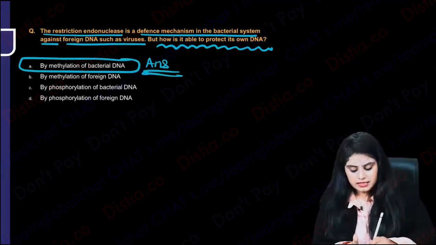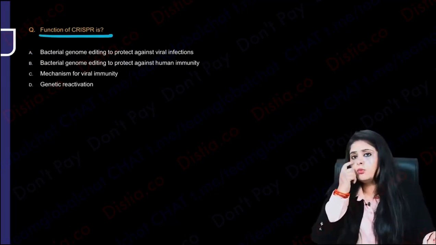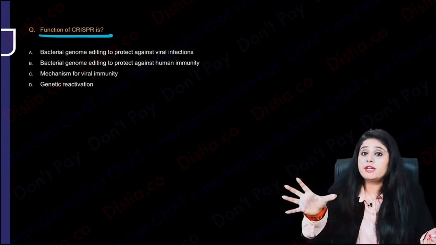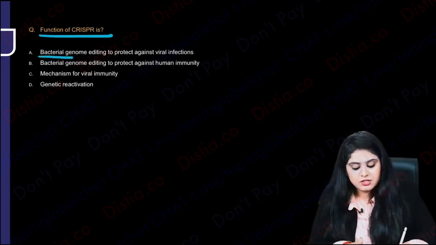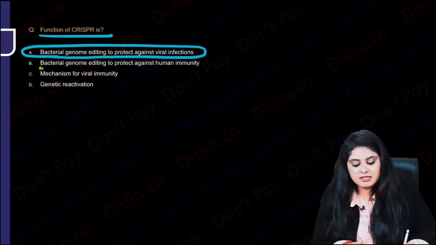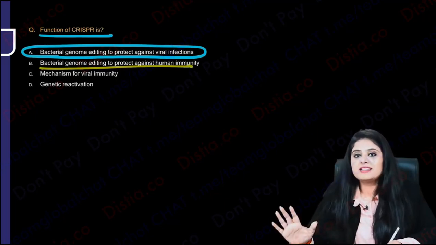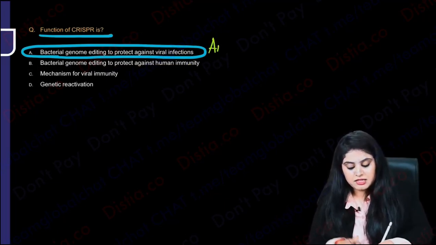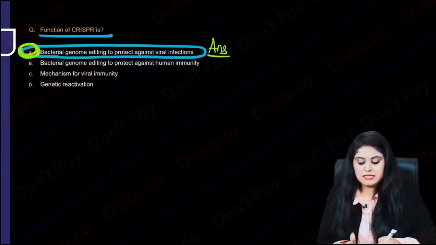Very good. Another question. Function of CRISPR, the last question that you have. Come on, what was CRISPR? CRISPR was, there was a bacteria and that bacteria was trying to protect itself against some viruses or other bacteria. So, bacterial genome to protect against viral infections? Yes. Is it bacterial genome editing to protect against human infections? No. We are not infecting the bacteria. Some virus is going and infecting the bacteria and that is why it was taking that virus ka screenshot, remember? So option A is going to be the correct answer.